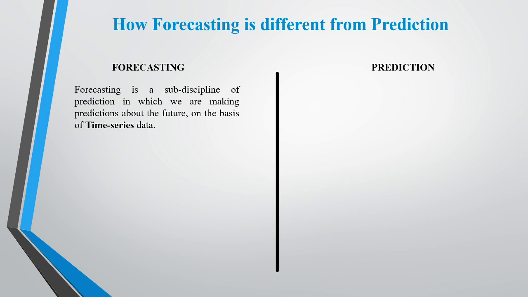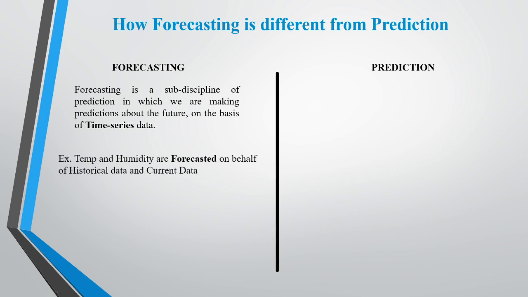Whenever you are predicting anything on the basis of time, at that point your prediction will be called forecasting. I'm again saying, if you are doing your prediction on the basis of time, it will be a time series analysis, and in that time series analysis, if you are predicting the future also, it will be called forecasting. So prediction will not work on the basis of time, forecasting will work on the basis of time. That is the main difference between the two.